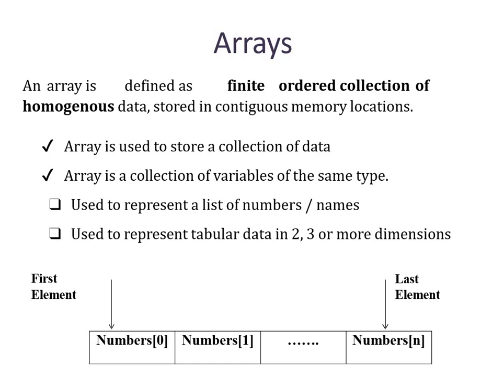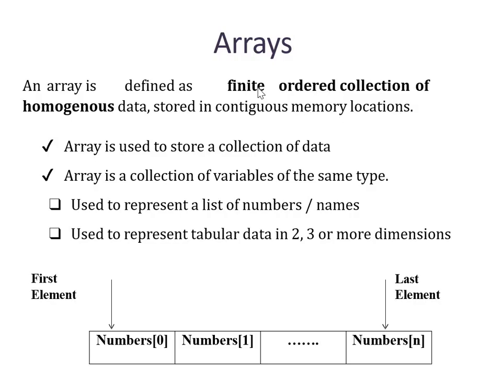This video covers the topic on arrays. First, let us see what is the definition of array. An array is defined as a finite ordered collection of homogeneous data which are stored in a contiguous memory allocation.